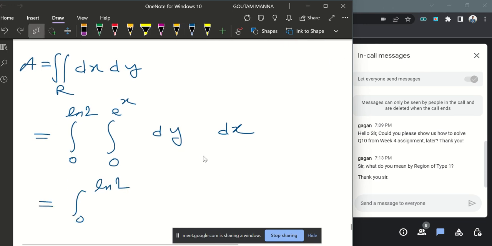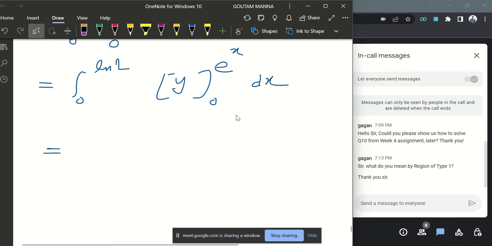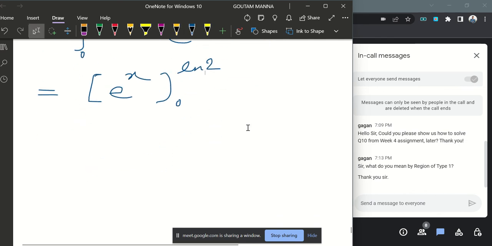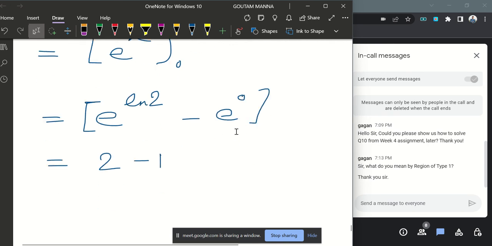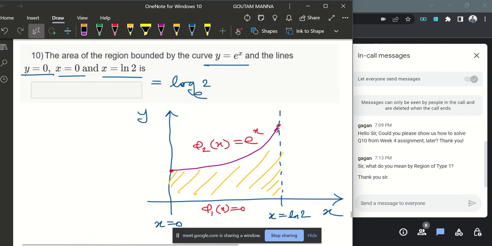If you do the y integration, it will be y with lower limit 0, upper limit e to the power x, dx. So integral from 0 to ln 2 of e to the power x dx. Now if you do the integration, integration of e to the power x is e to the power x with upper limit ln 2, lower limit 0. So it will be e to the power ln 2 minus e to the power 0, which is 2 minus 1, equals 1. So the area of this region is 1.